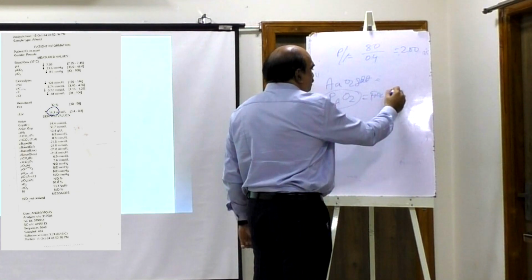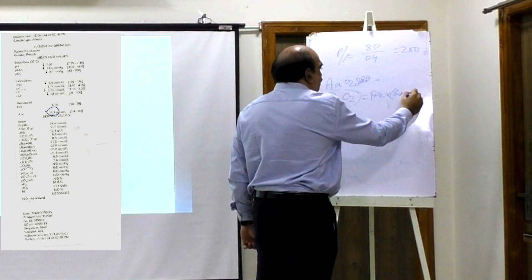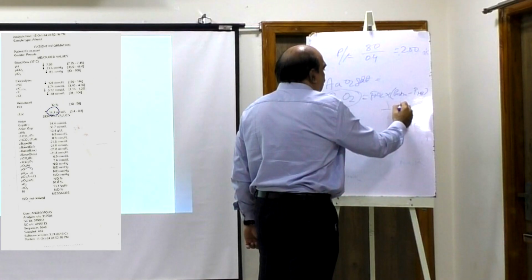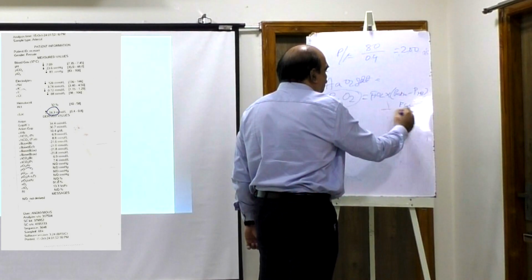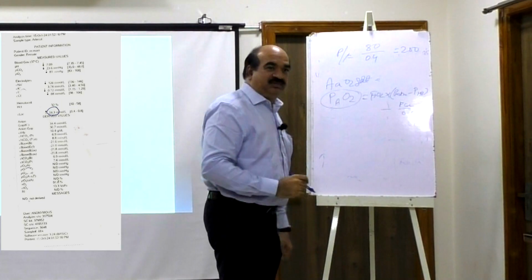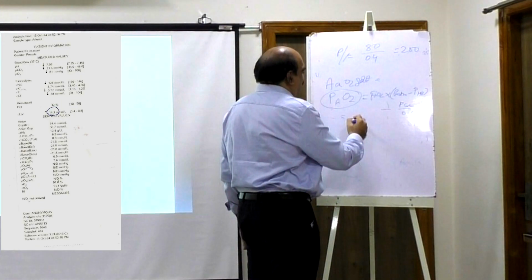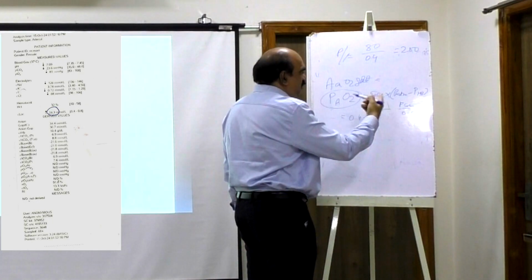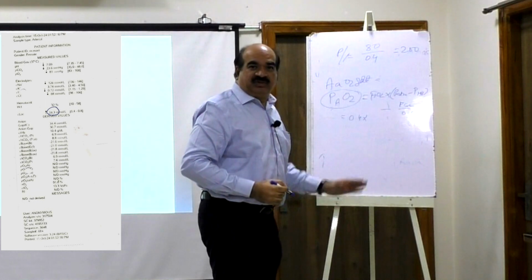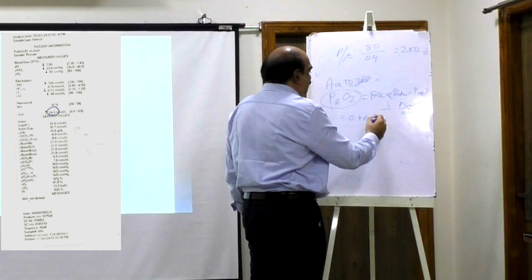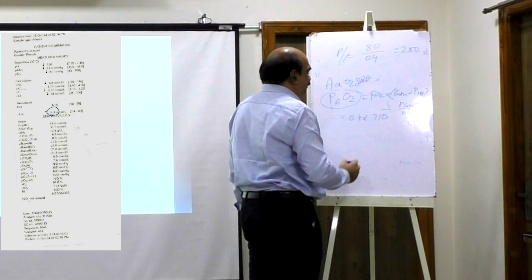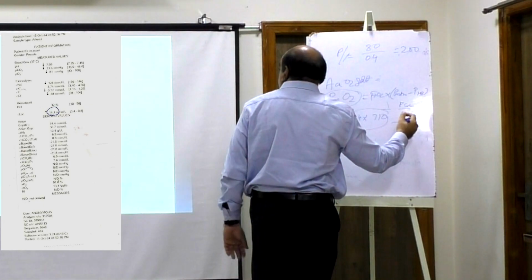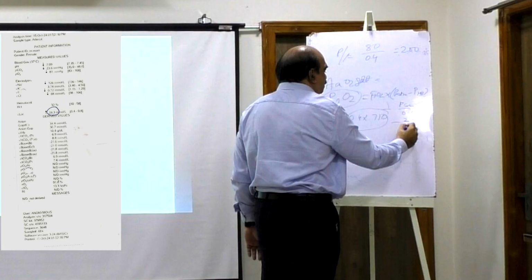FiO2 into P atmosphere minus P hydrostatic pressure, minus PCO2 by respiratory quotient. That is the formula for the gradient. Here FiO2 is, let us say, 0.4, into atmosphere which will be 760, minus hydrostatic pressure which will be 47. 760 minus 47 is standard, around 710. So 0.4 into 710 minus, what is the PCO2 here? 24 by 0.8.